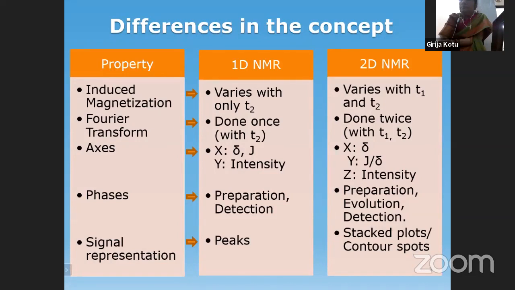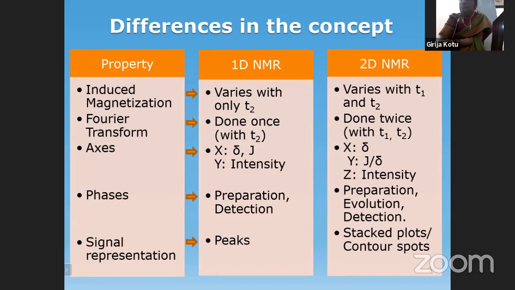Whereas in 2D NMR, the X-axis is normally considered as the conventional axis. The conventional axis always will have the chemical shift values, and the Y-axis will have either J or delta, depending upon the type of 2D NMR technique. And the third dimension here, Z, is the intensity. So in both, whether it is 1D or 2D, you have an intensity. The intensity varies with respect to one frequency variable in 1D and two frequency variables in 2D NMR.